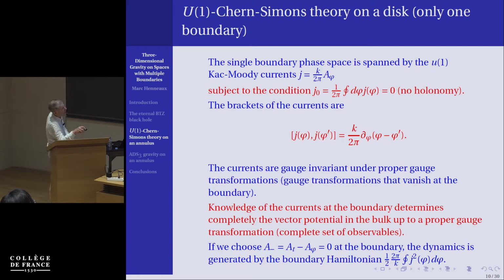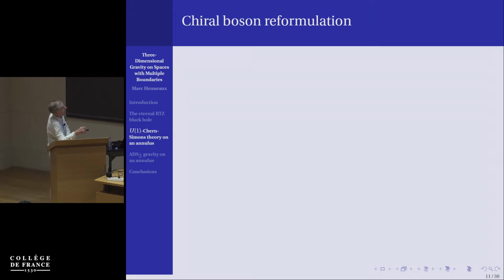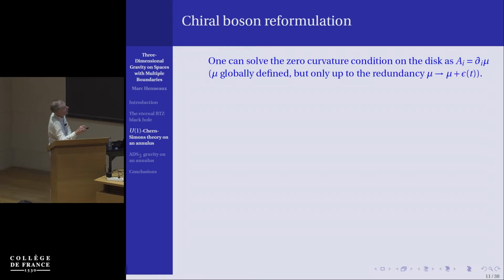Now, I also mentioned that in order to define the dynamics at the boundary, you have to tell how you choose the temporal component of the connection, and in relation with AdS, it's a useful condition to impose. So I take A_t equal to A_phi, and in that case, the boundary Hamiltonian that we worked out was just the square of the current integrated over phi. Okay, so that's the one boundary theory. We can actually reformulate it in terms of dynamical degrees of freedom at the boundary. That's the chiral boson reformulation.